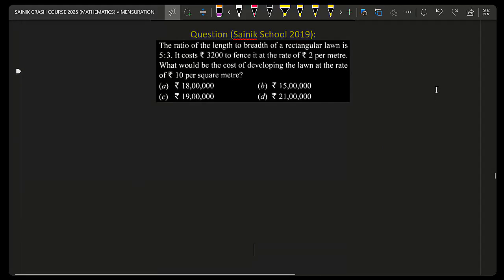Sriyansh? Sir, can I read the question? Yes. The ratio of length to breadth of a rectangular lawn is 5:3. It costs 3,200 to fence it at the rate of 2 per meter. What would be the cost of developing the lawn at the rate of 10 per square meter?